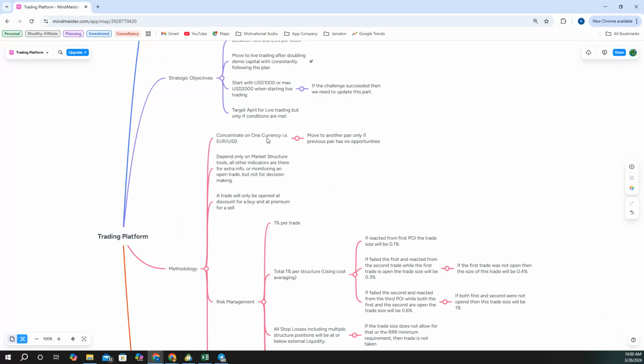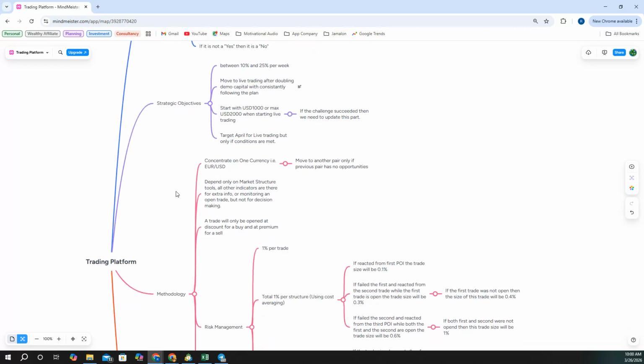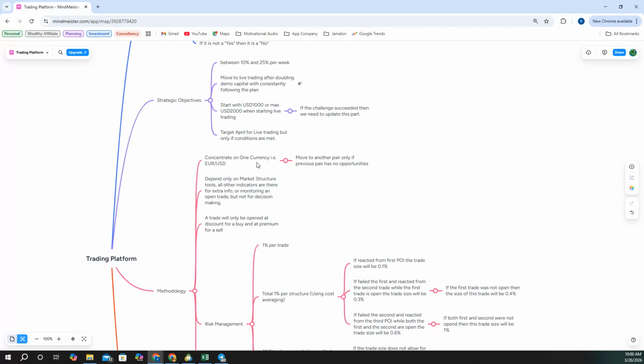So I will concentrate on one currency. I will start with the Euro USD, and if things are great there, then I will stay there. Another condition: I have only a maximum of 3 hours to trade. So within these 3 hours, either I find an opportunity in Euro USD, or if I still have time, I move to another pair. And I need to move from the weekly all the way down to the 1 minute.